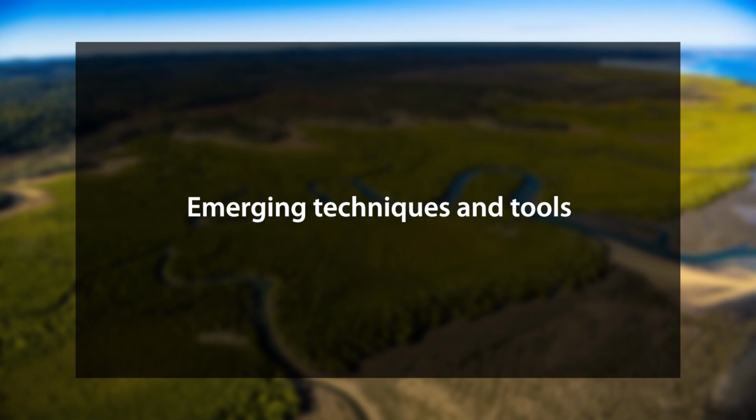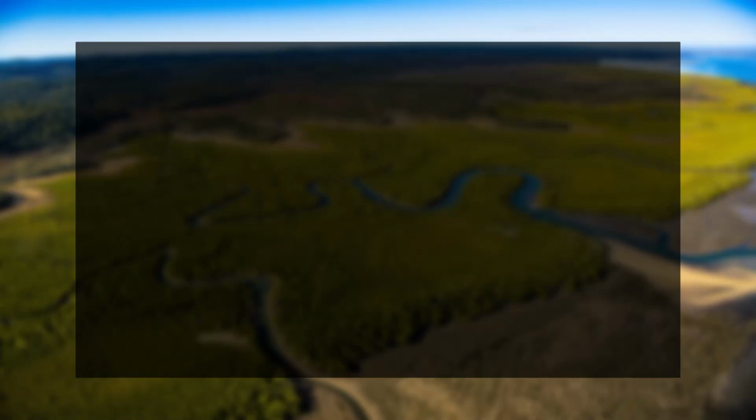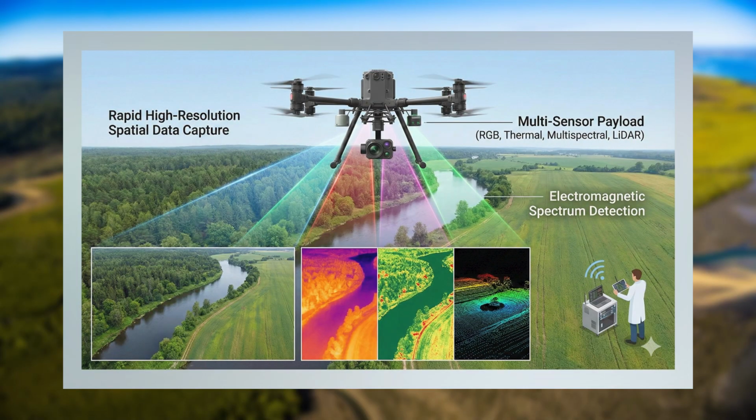Now, what are the emerging techniques and tools? The subject is evolving and so are the techniques and methods of its study. Some of the emerging techniques are drones. Drones are becoming an essential tool of the scientists. They capture high resolution spatial data rapidly. The vehicles are equipped with latest cameras and sensors to detect the different bands of the electromagnetic spectrum.